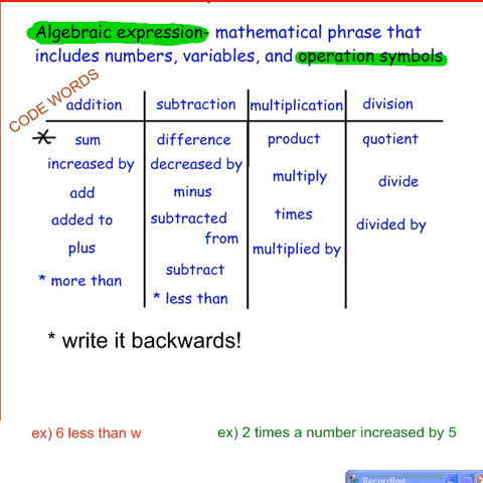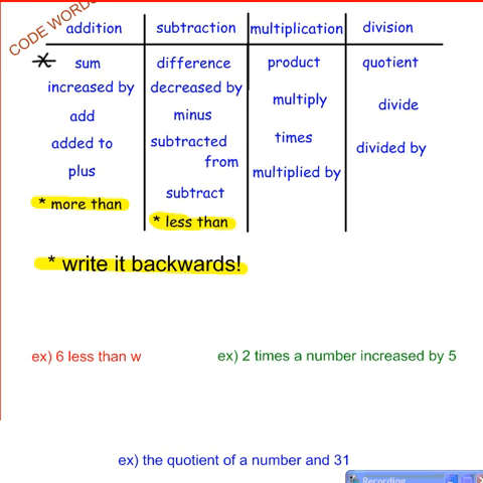Now, you'll notice that I have two: more than, with the little asterisk beside it, and the code word less than. And this is what it means: write it backwards. We're going to talk about that a little bit more with this first red example that I have down here.